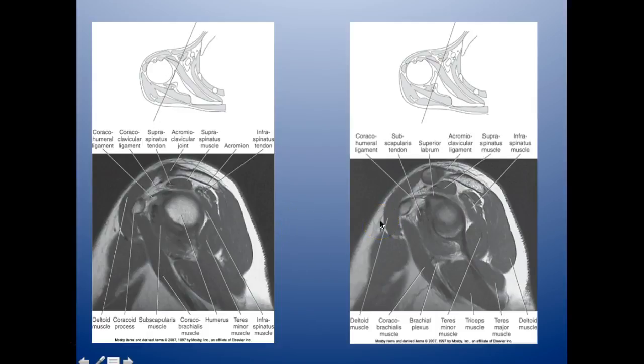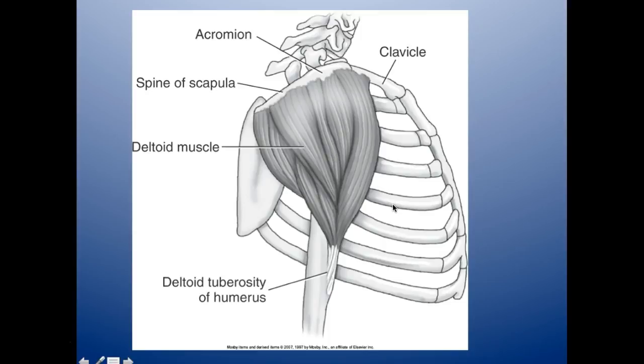So this one is more medial, and you can see your coracohumeral ligament with your subscapularis tendon, and we have your superior labrum right here, and your acromioclavicular ligament coming across right there. And supraspinatus muscle, infraspinatus muscle, here's your deltoid, here's your teres minor, teres major, triceps, coracobrachialis muscle, and here's your deltoid on the other side.